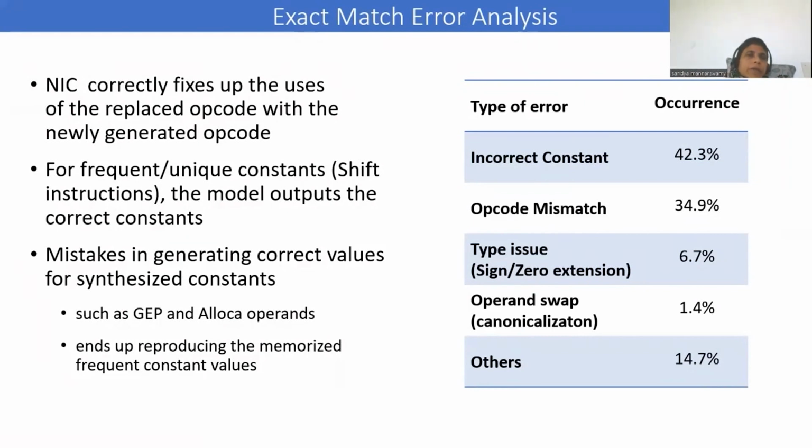Get element pointer is a frequently used instruction in LLVM IR, and this is used to get the address of a sub-element in an aggregate data structure such as a struct or an array. And you could see a sequence of get element operations when there are nested data structures, nested structs, and so on. So instruction combiner actually does an optimization to coalesce these get element pointer operations and generate a single get element pointer. So NIC actually makes mistakes when it tries to synthesize these get element pointer constants, and it ends up reproducing the memorized frequent constant value, which is a problem. So this is something which needs to be addressed in future.